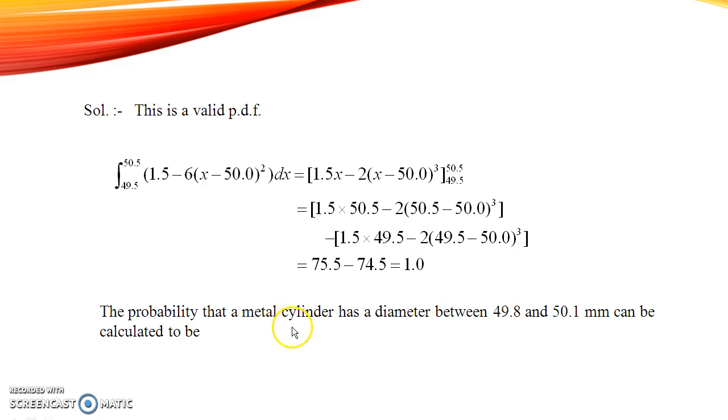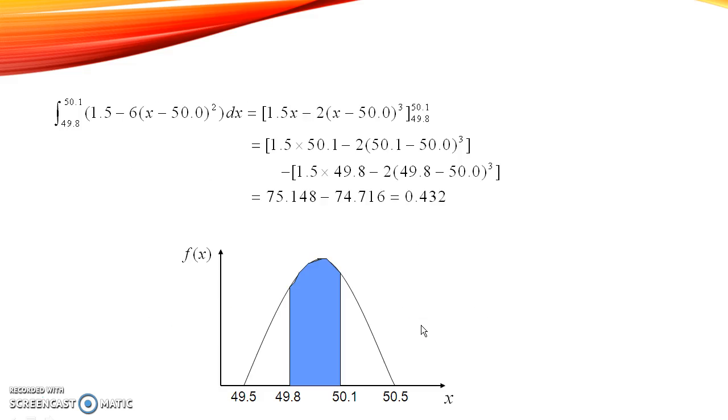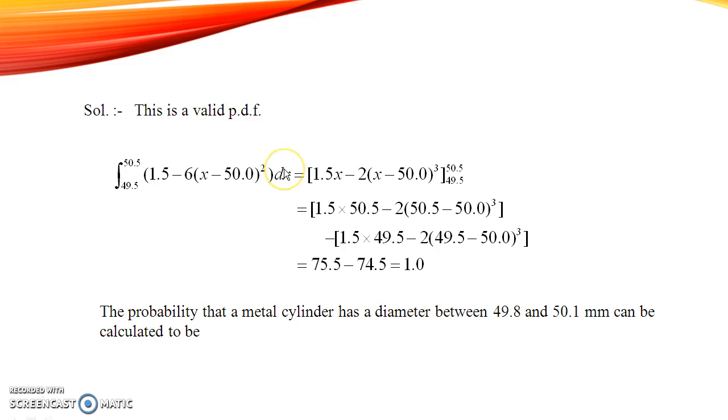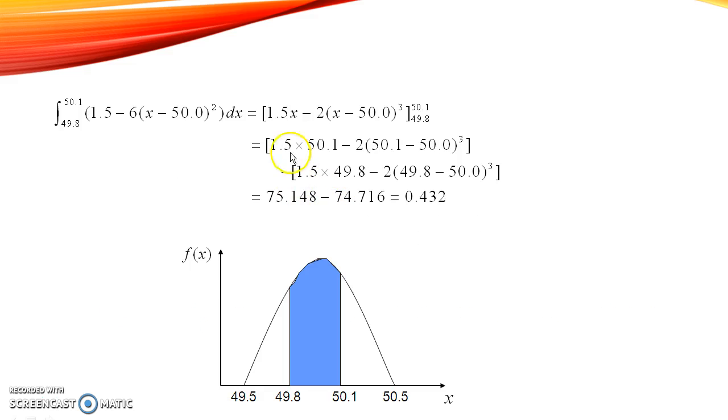The probability that a metal cylinder has a diameter between 49.8 and 50.1 mm can be calculated. This is the probability that the cylinder diameter is in between 49.8 and 50.1. By taking the integration we get the probability 0.432, which is shown in the diagram.